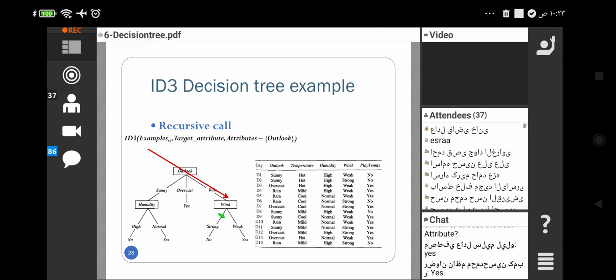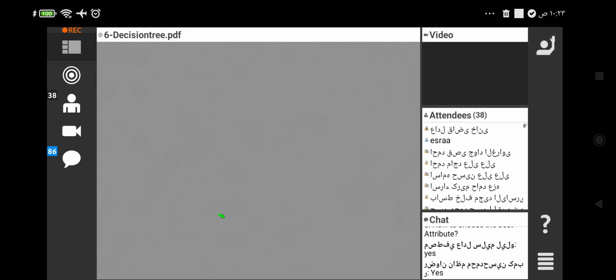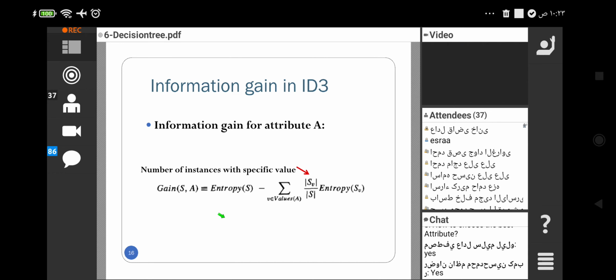Regarding the best attribute, Mr. Hussein, the best attribute is selected using the information gain. We talked about the information gain earlier. This was the formula of information gain.